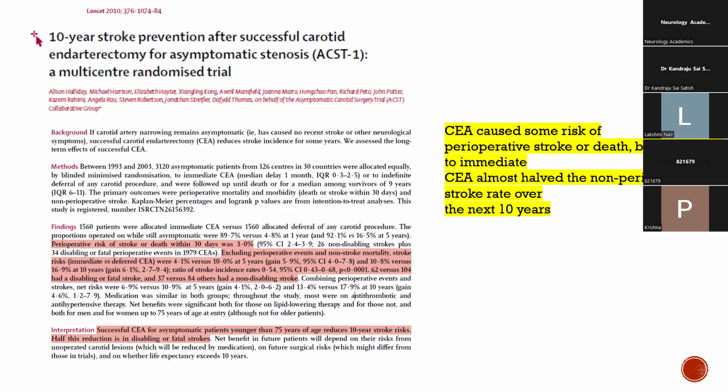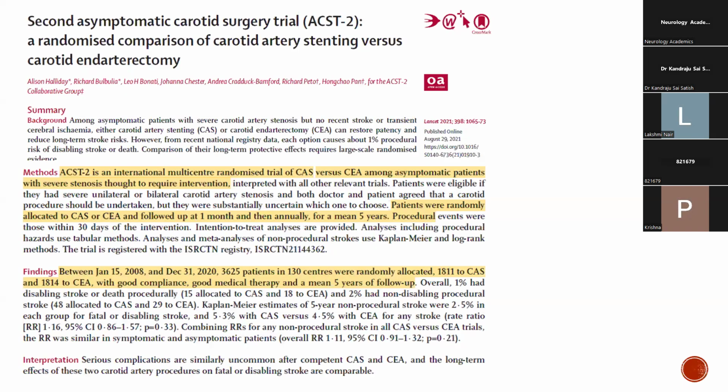Carotid endarterectomy causes some risk of perioperative stroke or death, but allocation to immediate carotid endarterectomy almost halved the non-perioperative stroke rate over the next 10 years.